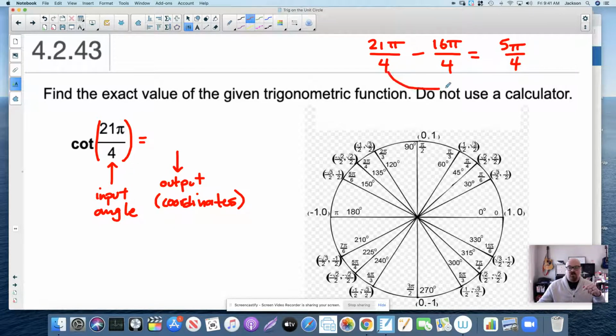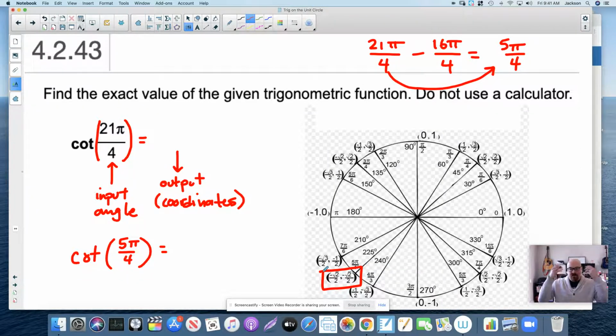So in other words, 21 pi over 4 is 5 pi over 4. Okay, so finding the cotangent of this is the same as finding the cotangent of 5 pi over 4. We can use the coterminal angle for this. All right, and 5 pi over 4 is down here. Right, you're going to have this unit circle either embedded in your brain or on a sheet of paper in front of you or in a web page, a bookmark. So let's use it, right?